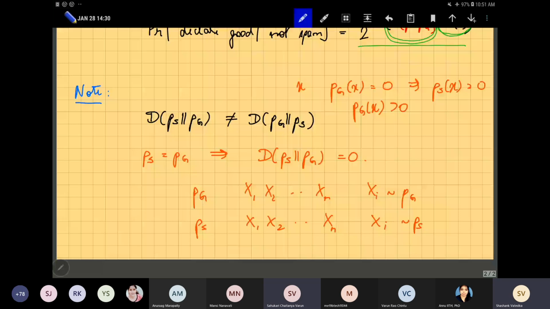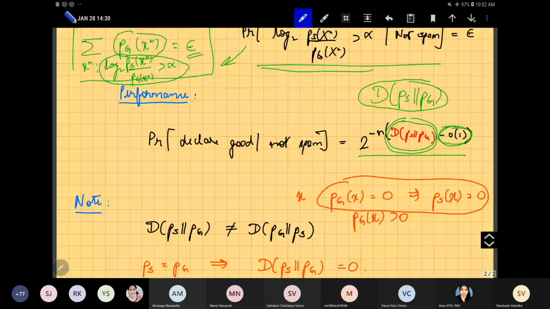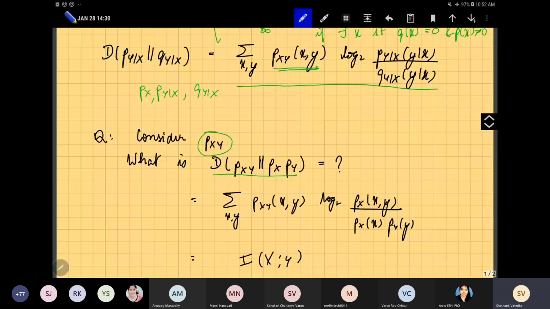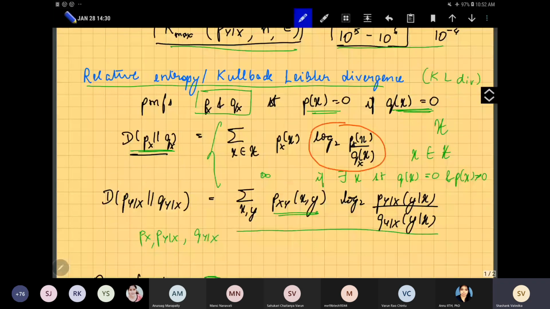How did you write PG of x equal to 0 implies PS of x equal to 0? That is a condition on PG and PS that I'm imposing. That is what this statement means. If q of x equal to 0, then p of x equal to 0. If q of x is not equal to 0, then there's no restriction on p of x.